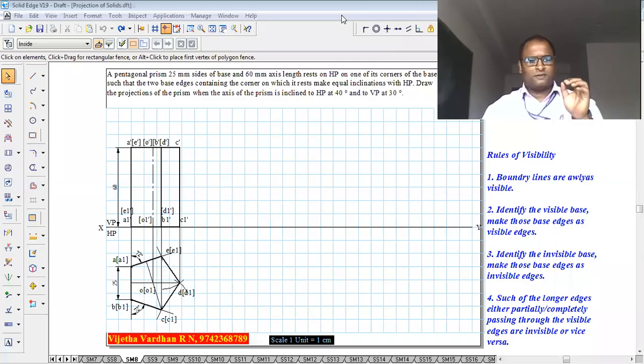Now you can see, guys, we have completed the namings for the bottom base as well as the top base respectively. Now this has to be rotated in the clockwise direction. When it is rotated in the clockwise direction, it is going to rest on the corner C1 dash. With respect to the axis inclination, we are supposed to draw the solution which we have to complete. That is what I am going to show you now.